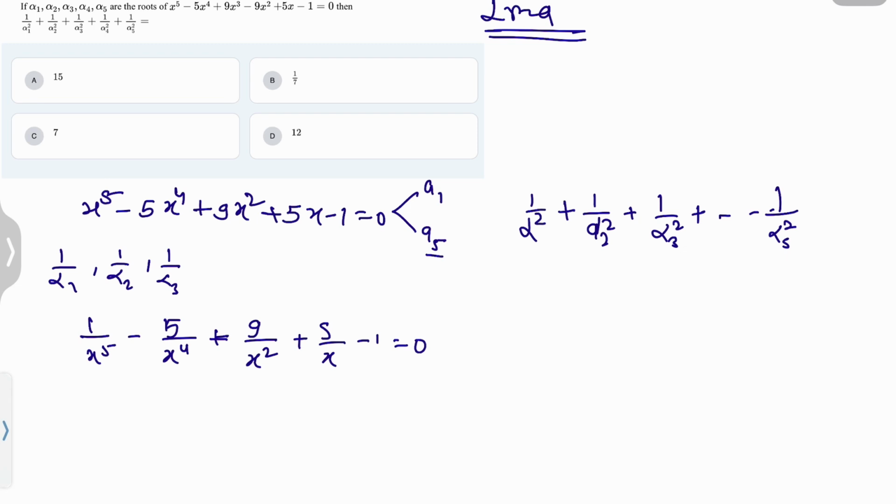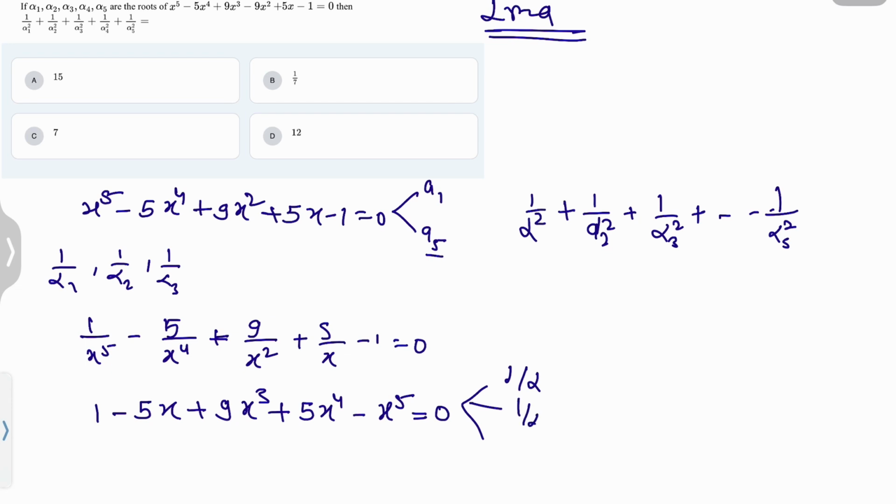The LCM is x power 5, so that is why we take the LCM. So the equation becomes 1 plus 5x plus 9x power 3 plus 5x power 4 minus x power 5 equal to 0. Okay, so the roots are 1 upon alpha 1, 1 upon alpha 2, 1 upon alpha 3, which are the roots of this equation, right.